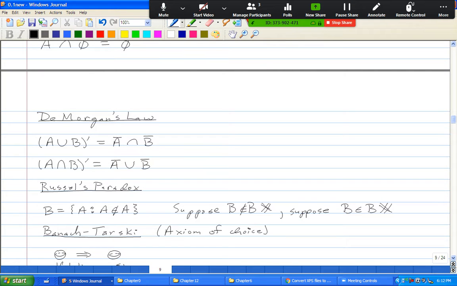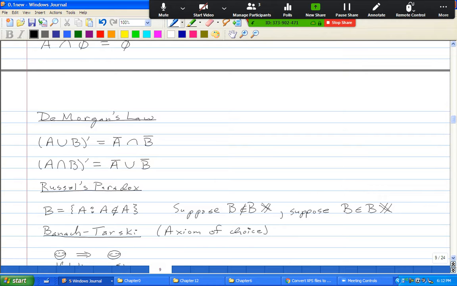So this was resolved by having the universal set. So the way to resolve this is to say, well, the set of all sets is not necessarily a set. It's a universe. So if you do that, then you'll get out of it, then this won't be a contradiction. Okay.